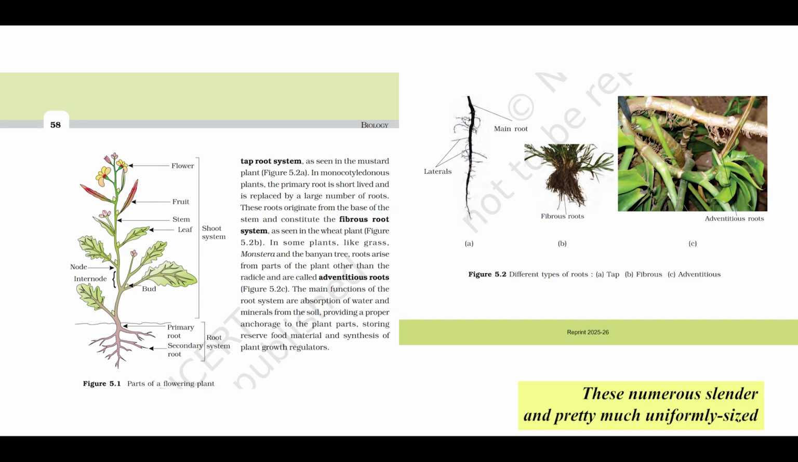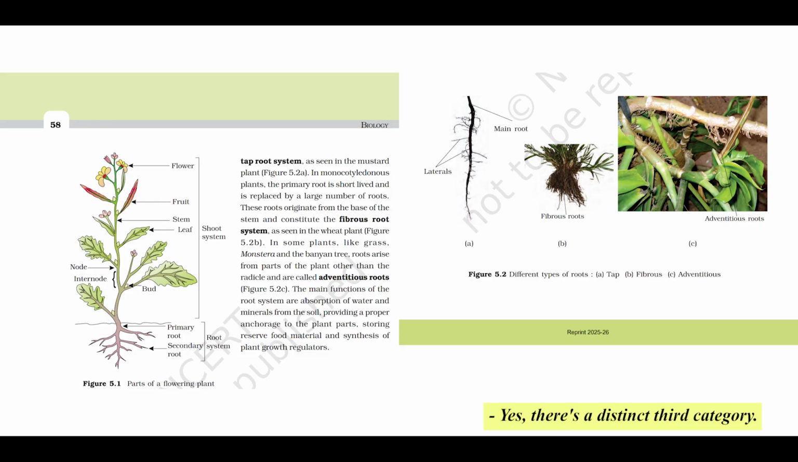These numerous, slender, and pretty much uniformly sized roots then spread out, forming a dense cluster. This cluster, resembling a tangled mat, is what we call the fibrous root system. Figure 5.2b in your material vividly shows this dense, bushy cluster of roots originating from the stem base in wheat. So no single main root, just a bunch from the stem base. Got it. And you mentioned a third type.